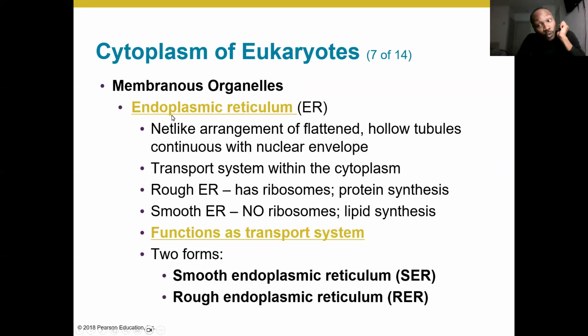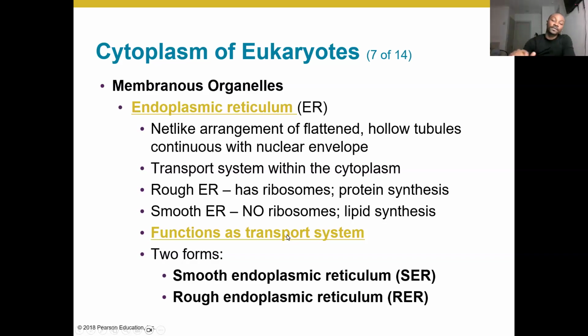A membranous organelle, right, so it has a membrane around it, such as the endoplasmic reticulum. The endoplasmic reticulum is basically a network arrangement of flattened hollow tubes continuous with that nuclear envelope, but it functions as a transport system. Okay, remember this about the endoplasmic reticulum. It functions as a transport system.